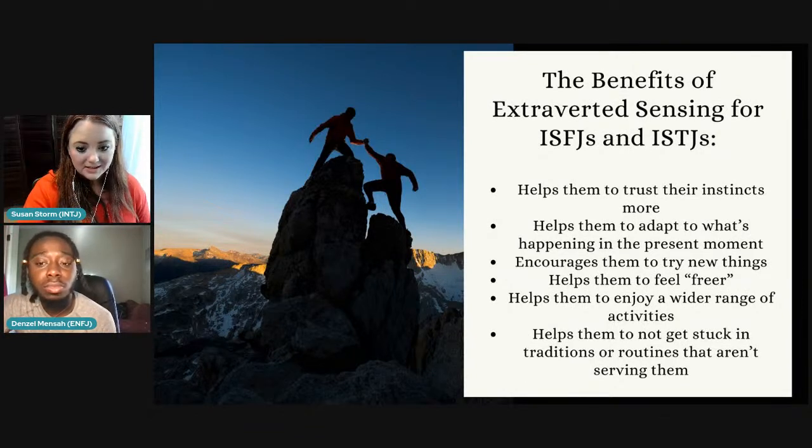Integrating extroverted sensing can help them to adapt to what's happening in the moment. It can encourage them to try new things. It can help them to feel freer and less bound by traditions and their routine. It can help them to enjoy a wider range of activities, and it can help them not to get stuck in traditions or routines that aren't serving them.